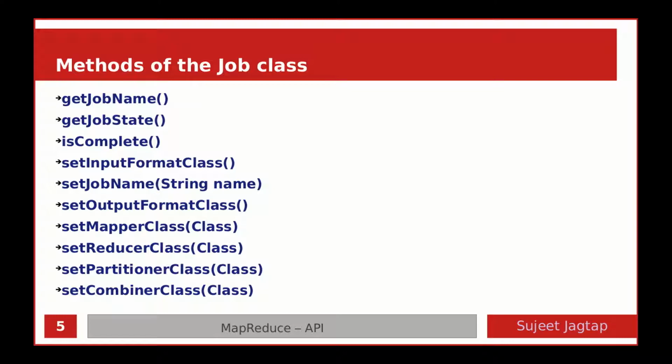Then we have setMapperClass, which sets the mapper for the job, and so does setReducerClass, which sets the reducer for the job. Then we have the setPartitionerClass method, which sets the partitioner for the job. The final one is the setCombinerClass method, which sets the combiner for the job.